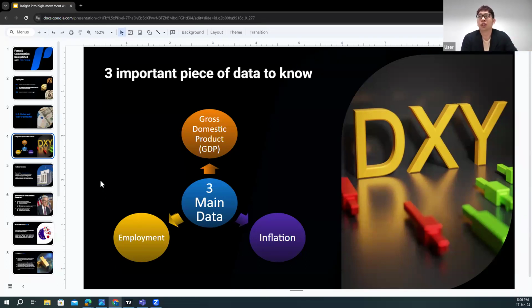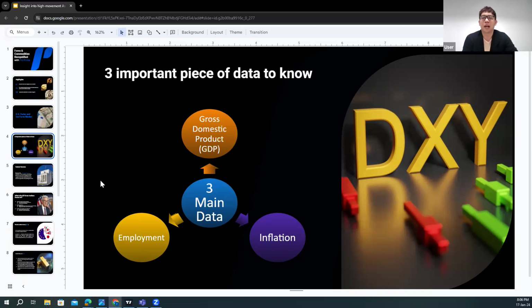So GDP is one of the pieces of data that can tell you how well the country is doing in terms of economy. GDP is one of the key data that will tell you which direction the DXY is going to go after the release.